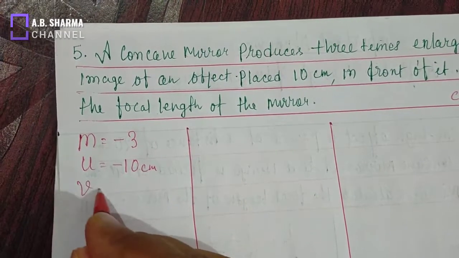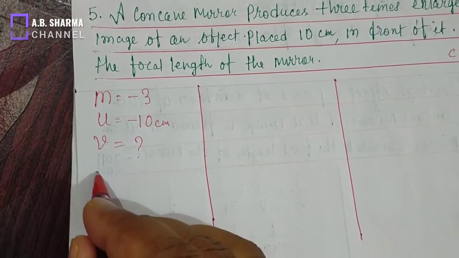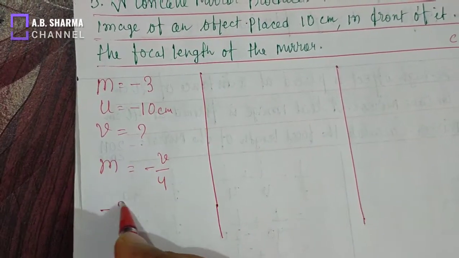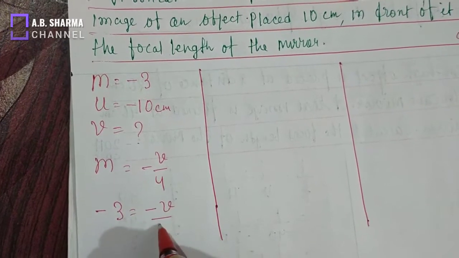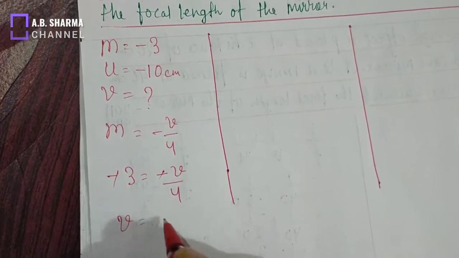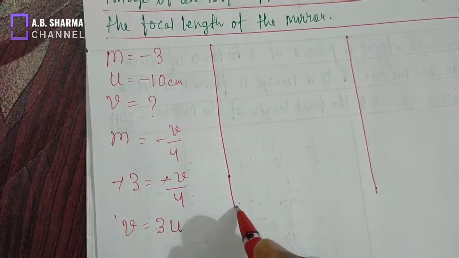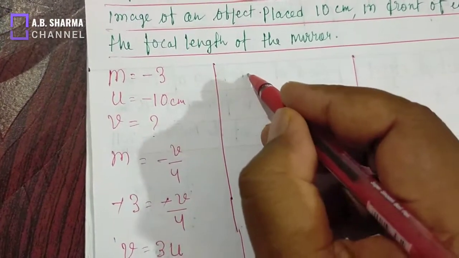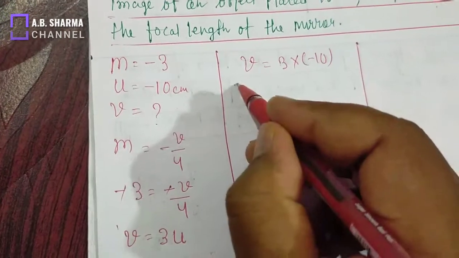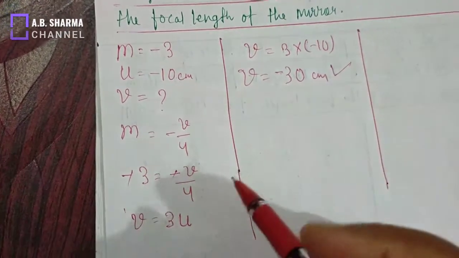We have to calculate v for calculating the focal length. Using the formula of magnification, m equals -v by u, or -3 equals -v by u. The minus on both sides will be eliminated. So v equals 3 times u, and we know the value of u. So v will be 3 into -10, so the image distance will be -30 centimeter. So we have calculated v, and u is given.